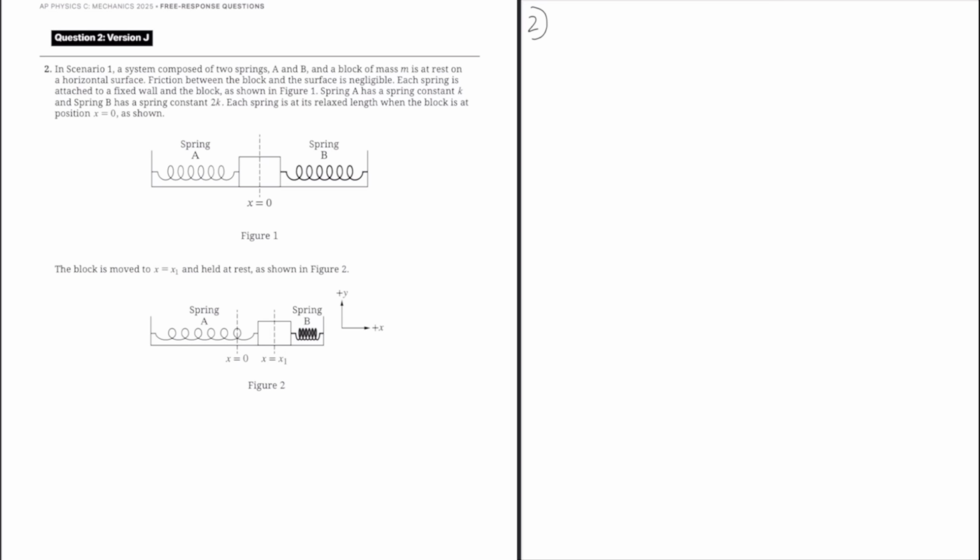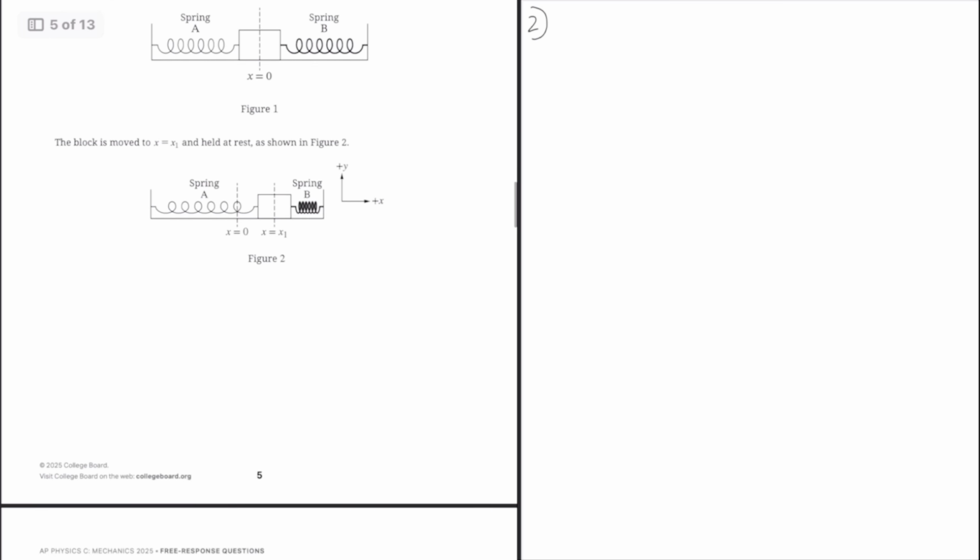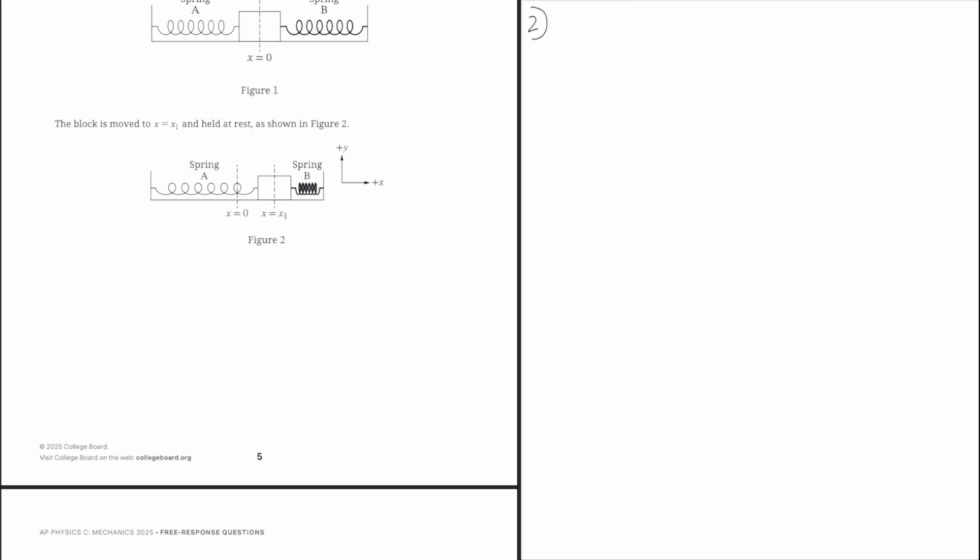So let's read it. In scenario 1, a system is composed of two springs, A and B, and a block of mass m is at rest on a horizontal surface. Friction between the block and the surface is negligible. Each spring is attached to a fixed wall and the block, as shown in figure 1. Spring A has spring constant K, and spring B has spring constant 2K. Each spring is at its relaxed length when the block is at position x equals 0, as shown. The block is moved to x equals x1 and held at rest, as shown in figure 2.